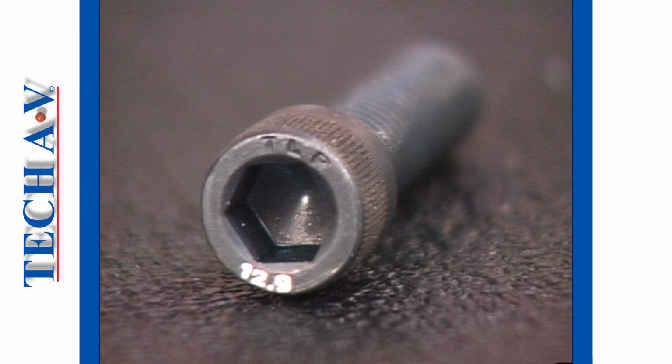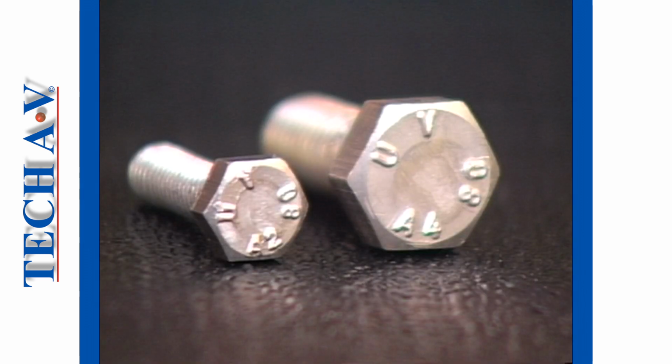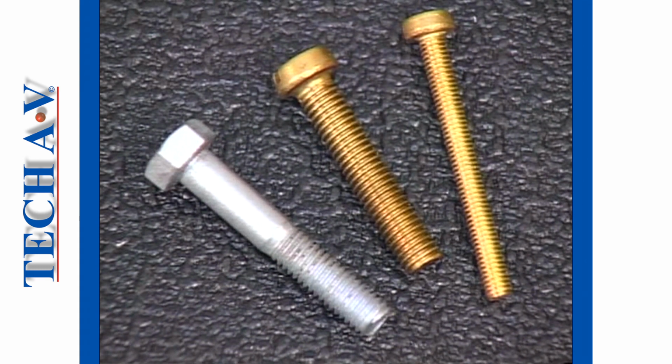Many cap screws are of high tensile grade, as shown here by the marking 12.9. The markings A2 and A4 indicate that the fasteners are made of stainless steel. Other materials are less commonly used, such as copper, brass, and aluminium.